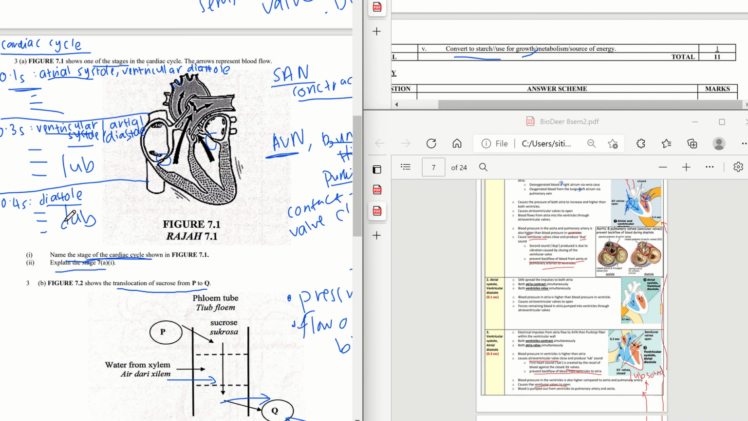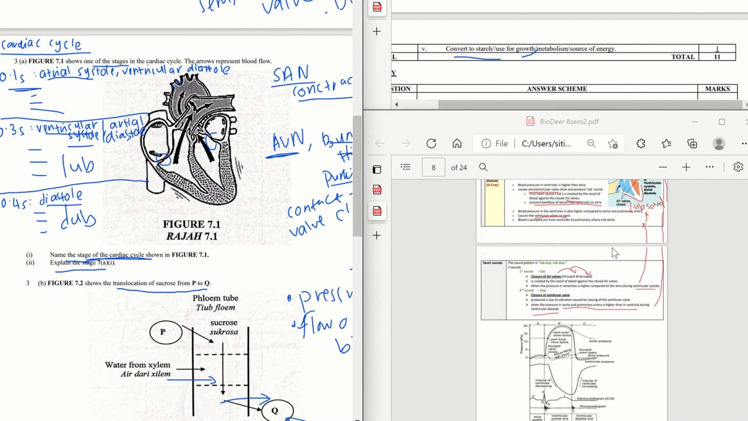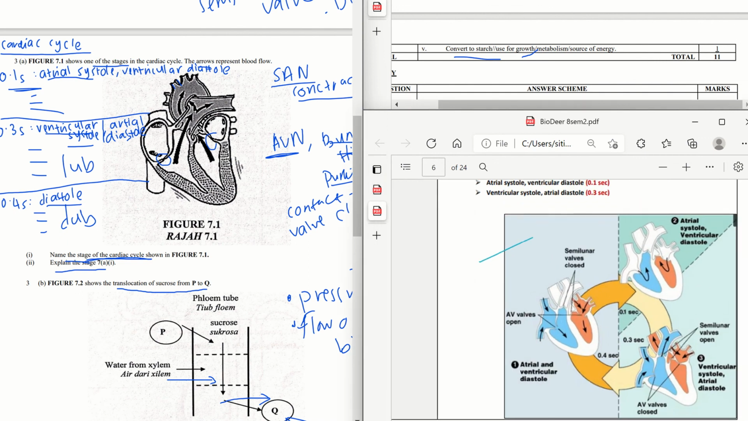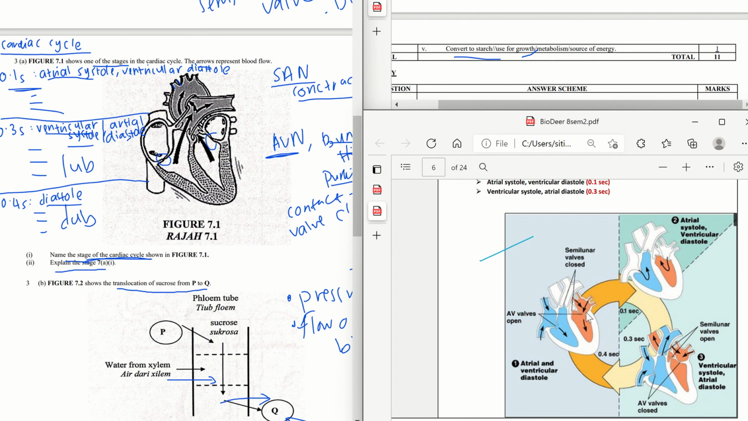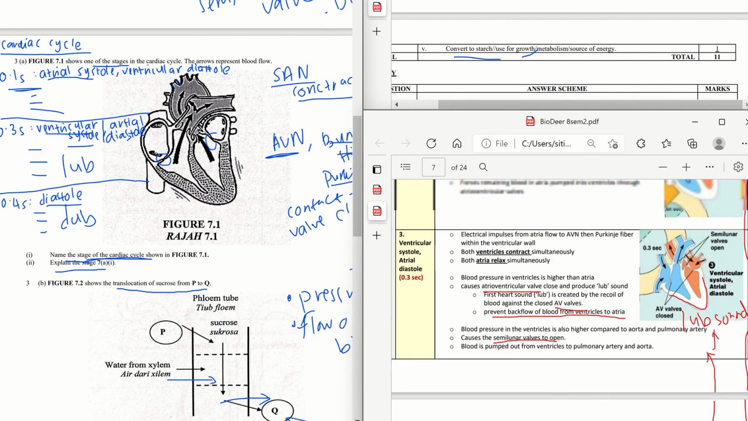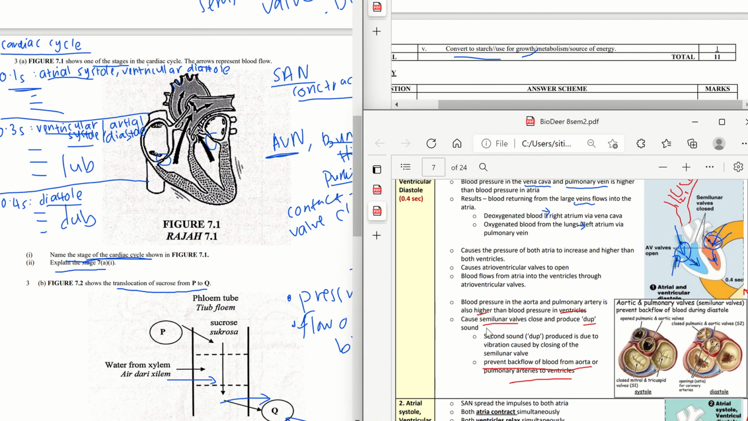So pressure, okay, masa diastole, kita tengok gambar diastole. Inilah yang diastole. Okay, semasa diastole, pressure dekat aorta dan pulmonary artery is higher. Okay, dekat dalam diastole. Tengok betul tak? Okay, so blood pressure in aorta dan pulmonary artery is higher than ventricle. Okay, kat atas ni higher daripada ventricle. Bila diastole. Diastole meaning dua-dua relax lah. Okay, gambar kat sini ventricle yang relax.